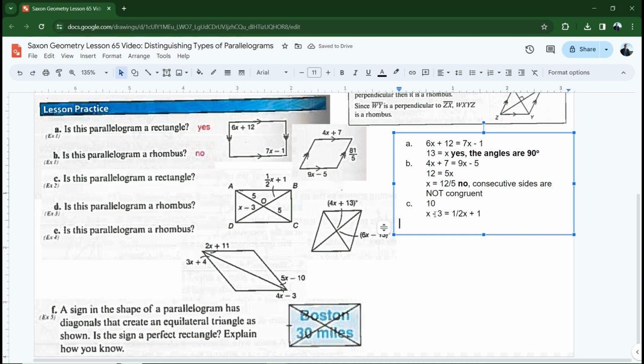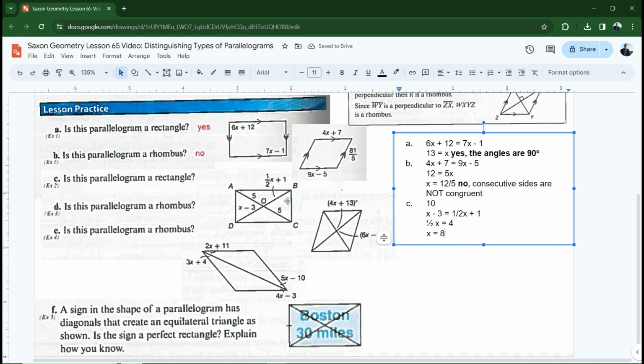up these little equations. All right, so what I'm going to do is subtract 1 half x from both sides and add 3 to both sides. So 1 half x on this side equals 4. And then I'm going to multiply. So it's going to be x equals 8. X equals 8. All right.